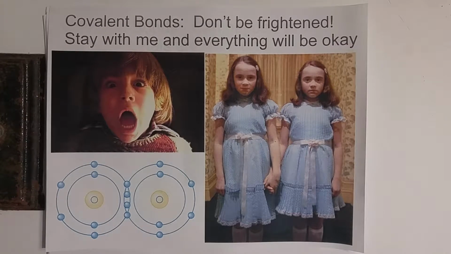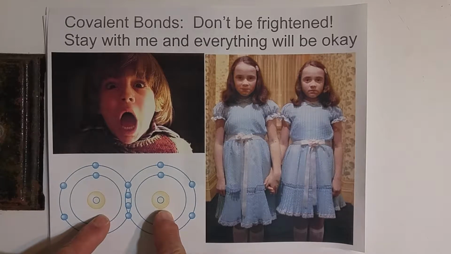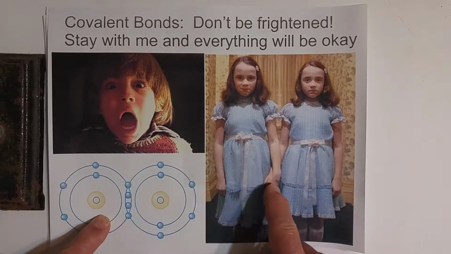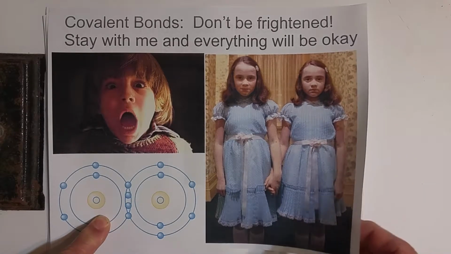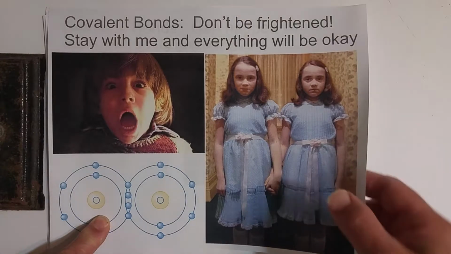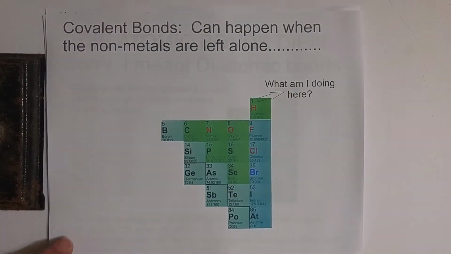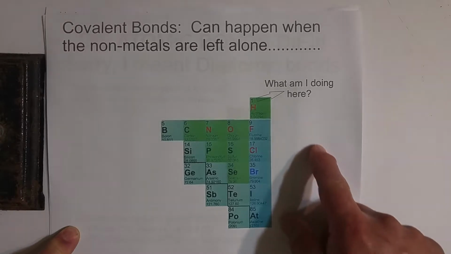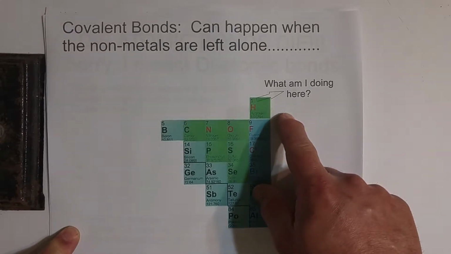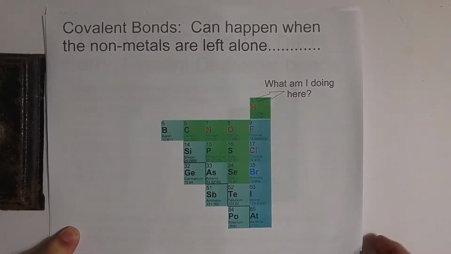Another kind of bond is called a covalent bond, where two atoms get together and share their valence shell, like these two girls holding hands. Some students get very frightened of these bonds, but they can be quite safe. The only elements that do covalent bonds are on the far right side of the table, and hydrogen, who seems to have no business being here.